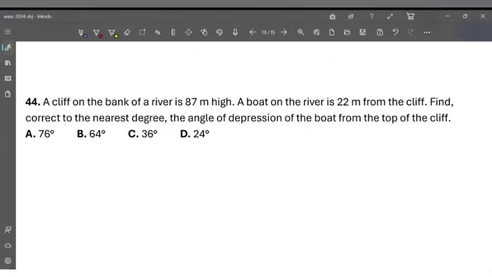Question number 44. It says that a cliff on the bank of a river is 87 meters high. Alright, and a boat on the river is 22 meters from the cliff. Find, correct to the nearest degree, the angle of depression of the boat from the top of the cliff. Okay, so let's first say we have the cliff here. Alright, this is the cliff and it is 87 meters high. Now we have a boat on the river that is 22 meters away from the cliff. So from the cliff to the boat is 22 meters.